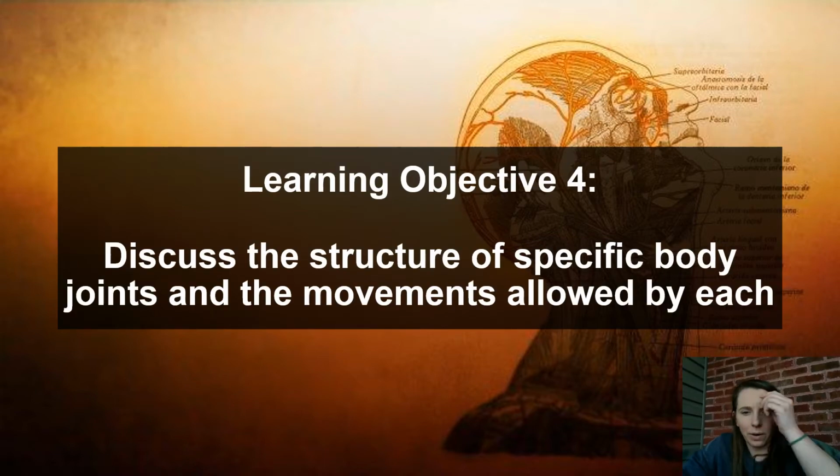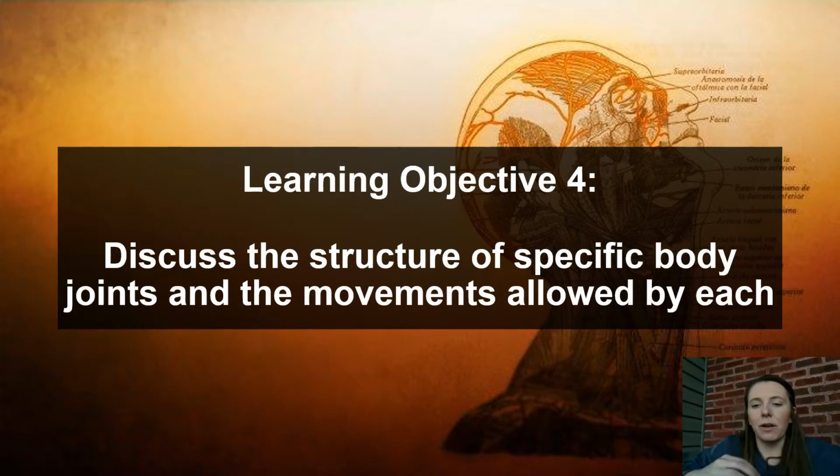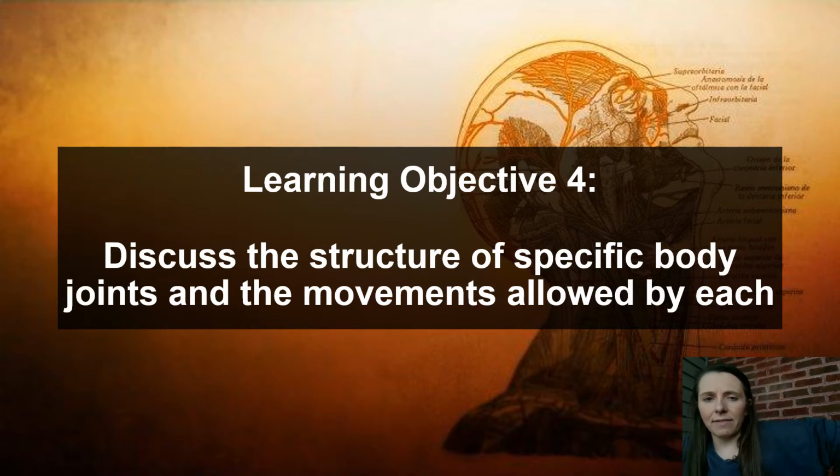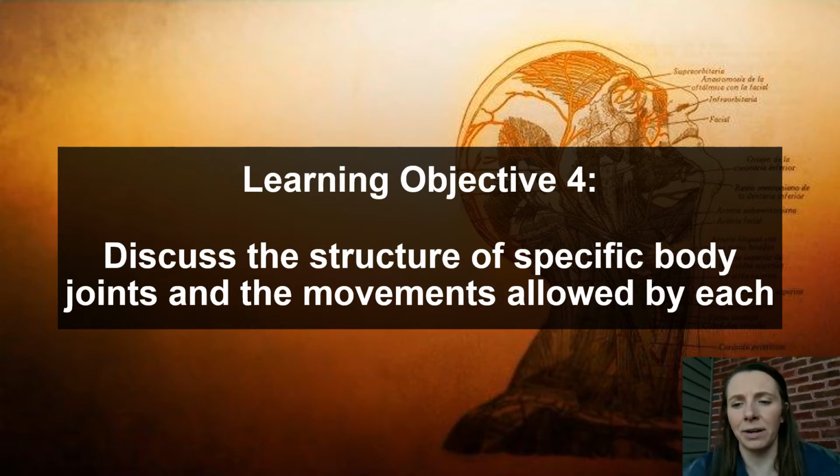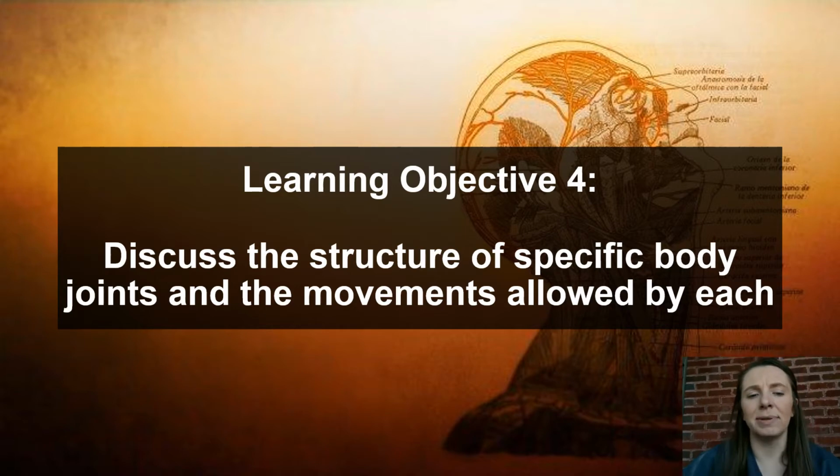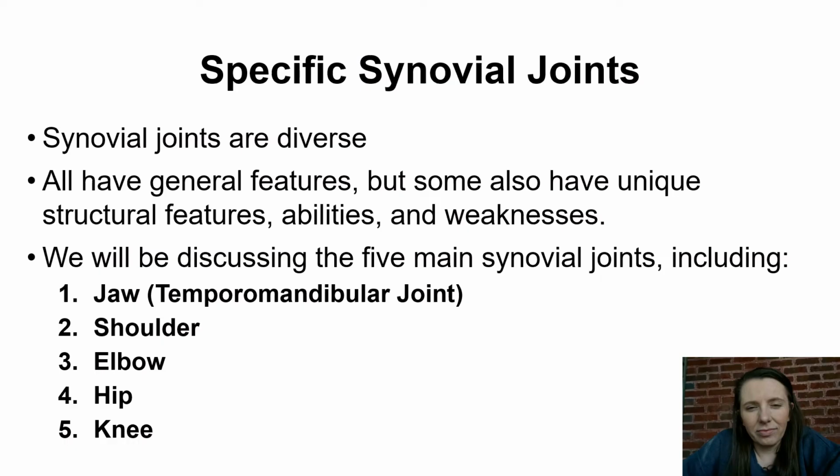All right, so now we're going to transition from talking about joints in a very broad manner to talking about specific body joints and the movements that are allowed by those specific joints. So even though synovial joints are diverse, all of them have really general features, but they also have some unique structural features and abilities and weaknesses that we get to exploit.